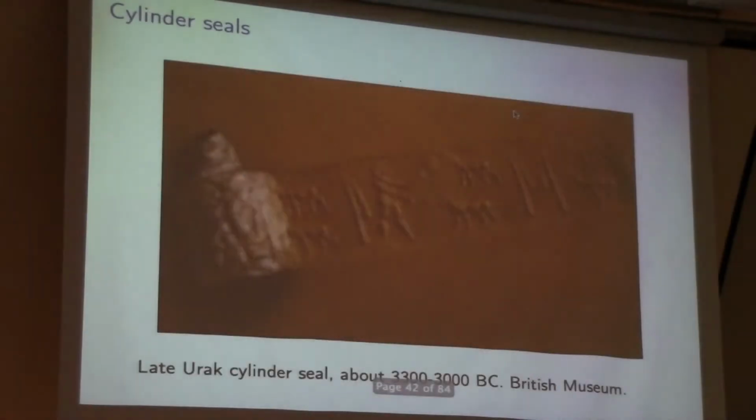So let's do that. Here is a cylinder seal. It's about 5,000 years old. It's a picture from the British Museum, and the cylinder seal is making an impression. From what I understood when I visited the British Museum, cylinder seals were ways of signing your name. Okay, so I'd like to imagine a young child who has just received their first cylinder seal.